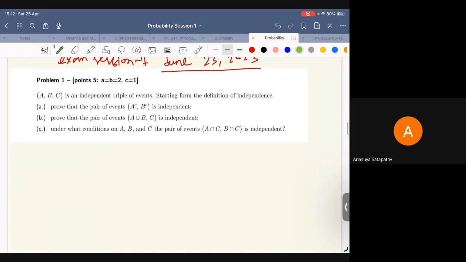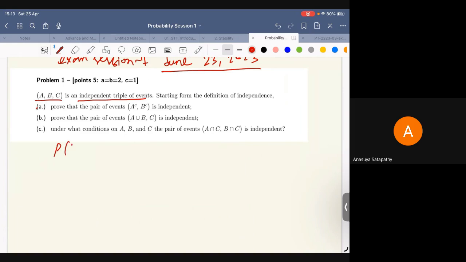Read this question. A, B, C are independent events. Independent means what? A intersection B intersection C is phi, zero? Or A intersection B is phi, B intersection C is phi? No, that is disjoint. If they're independent, the intersection is P(A) times P(B) times P(C). Yeah, these are disjoint. I just got confused with this.